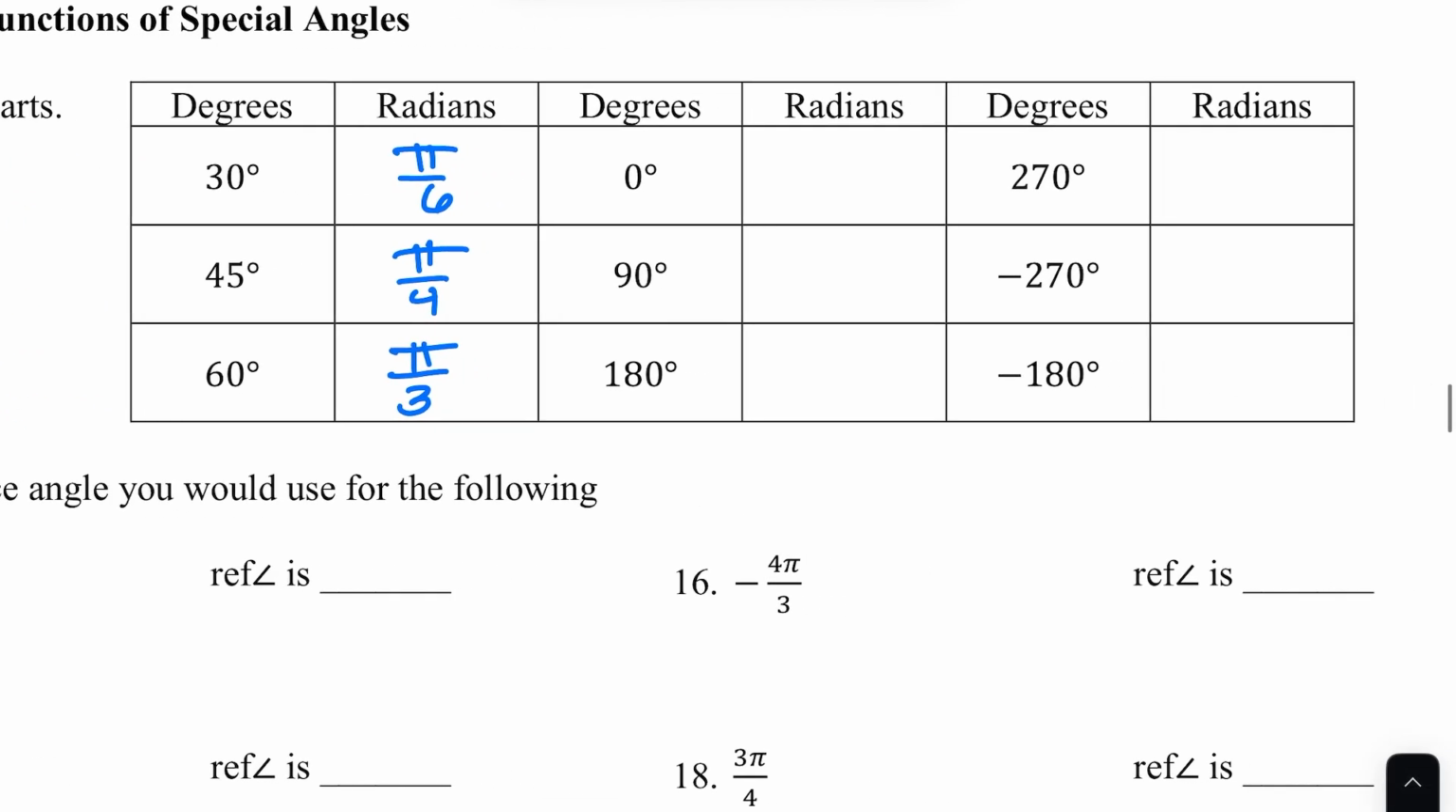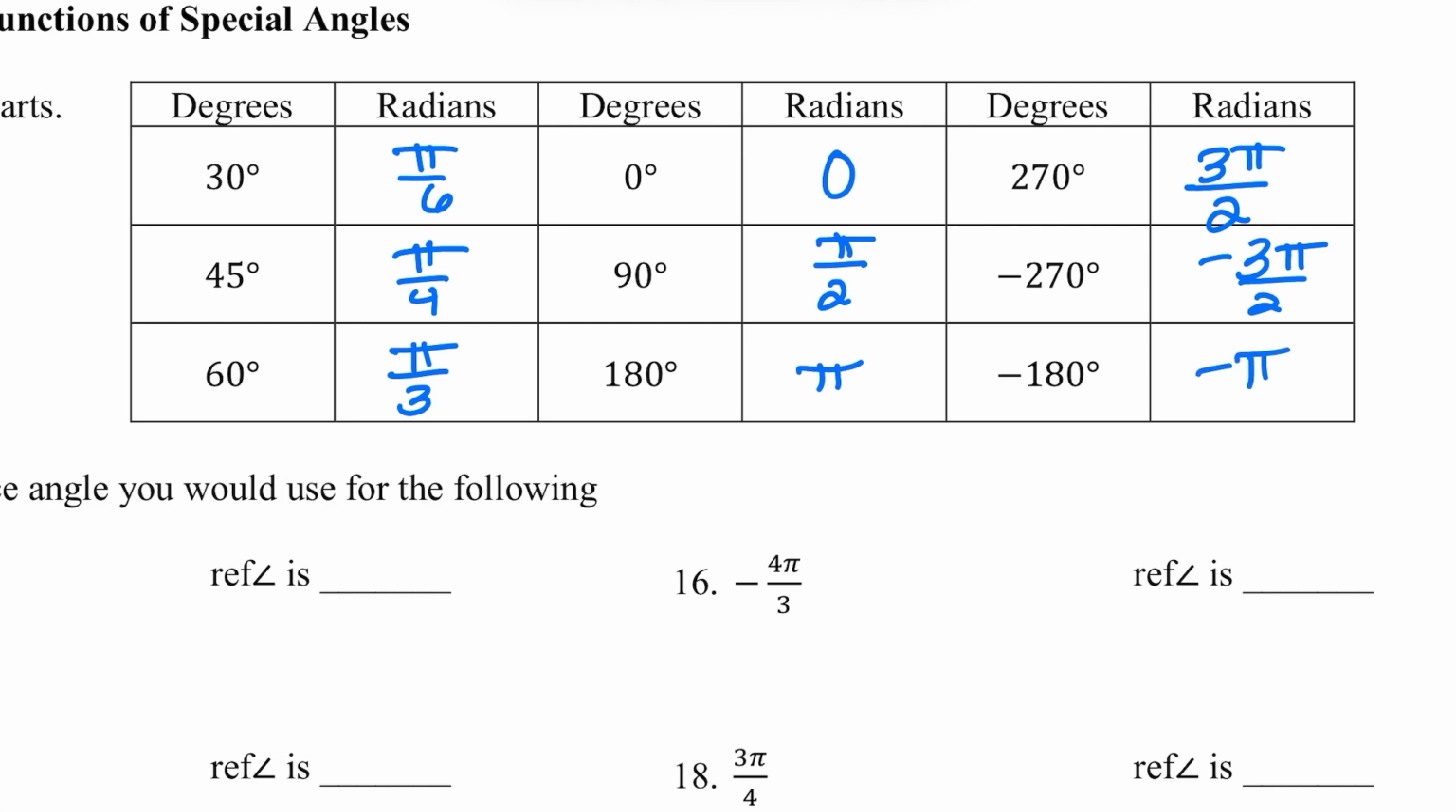Well, we kind of talked about these already. Drawing these in radians, 0 degrees is the same thing as 0 radians. 90 degrees is the same thing as pi over 2, because pi is the same thing as 180. 270 degrees is the same thing as 1.5 pi's, or 3 pi over 2. And if I'm just going to do negative 270, I'm just going to do negative 3 pi over 2. Just like if I'm doing negative 180, it's going to just be negative pi.